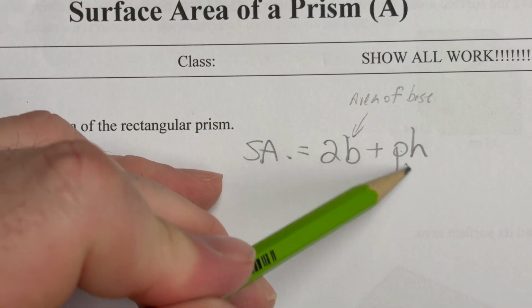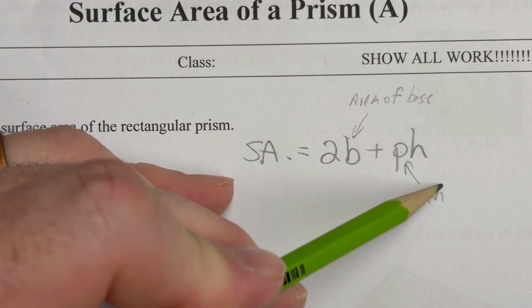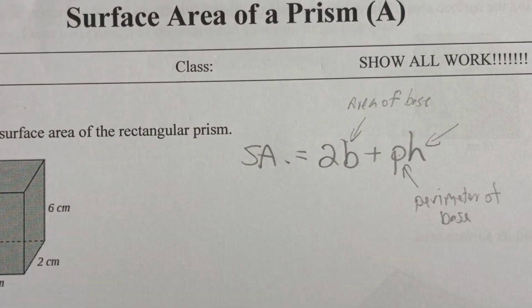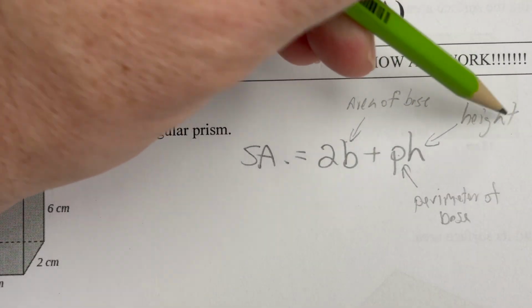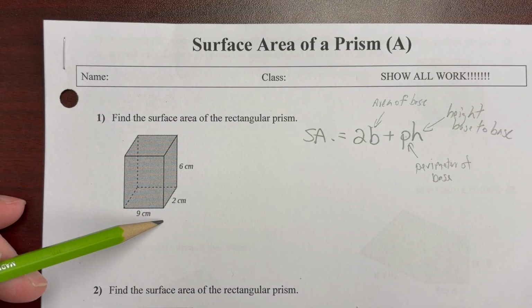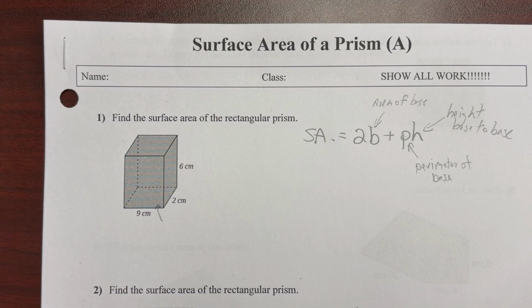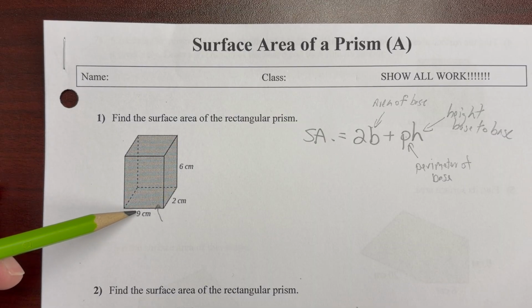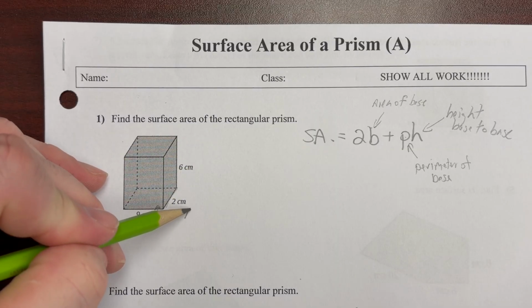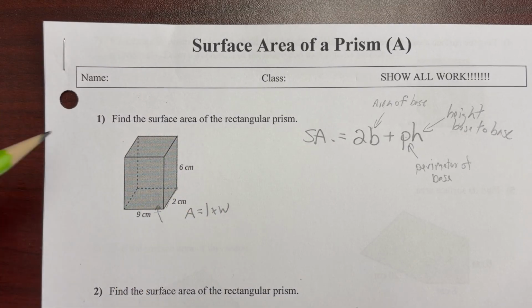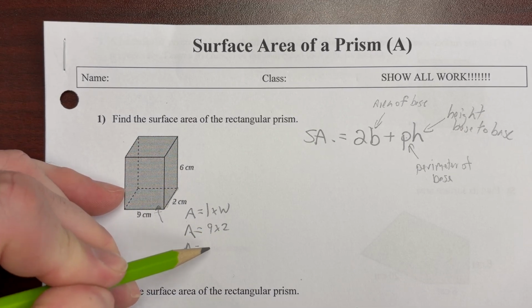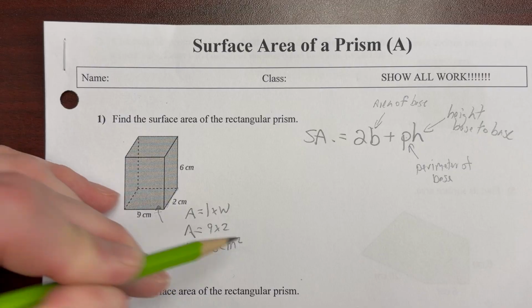The B is going to be the area of the base. The P is going to be the perimeter of that same base. And then the H is our height, base to base. I'm going to use this bottom as my base, so I need to calculate the area. Of course this is 9 centimeters by 2 centimeters. For the area of a rectangle, length times width, 9 times 2, the area is 18 centimeters squared.